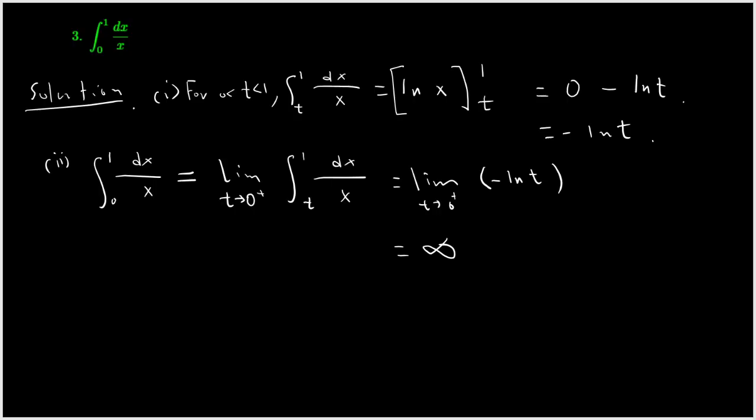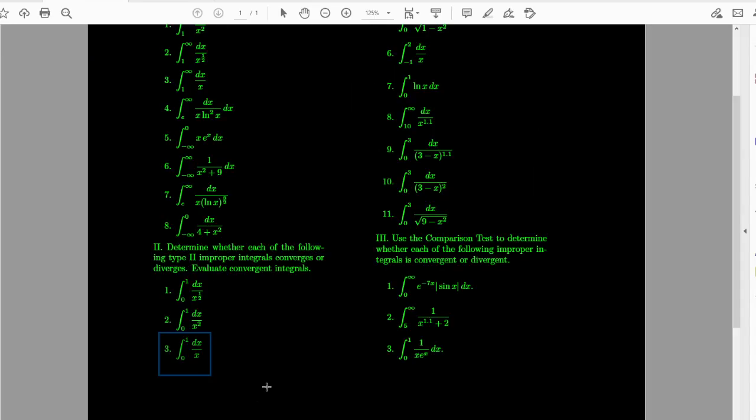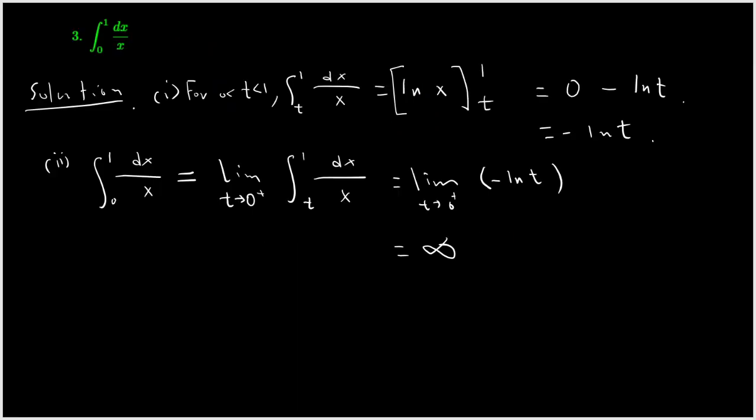But in the question, we are trying to determine if the integral is convergent or divergent. In this particular case, you see it's not a finite number. The answer to the improper integral is not a finite number. It's infinity. So we say the integral diverges to infinity. That improper integral from 0 to 1 of 1 over x diverges to infinity.